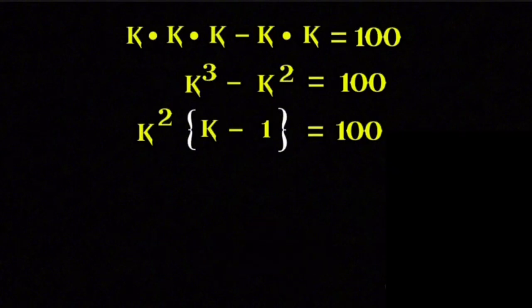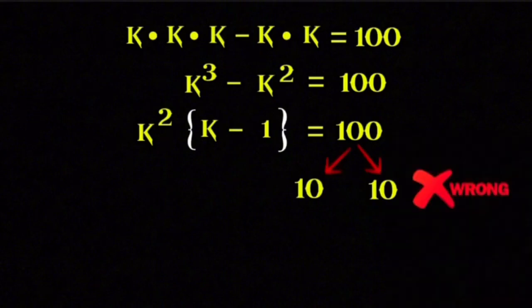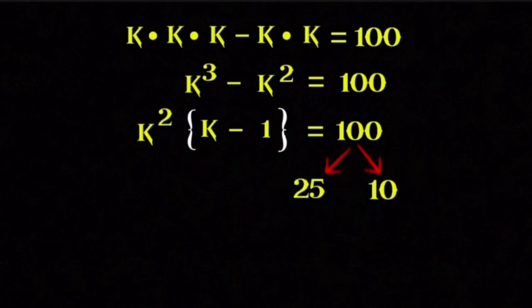We have work to do. We need to break down that number 100. Most people just see a number, but we see a puzzle. What are the factors of 100? We could have 10 times 10, but that doesn't fit our square times a smaller number pattern. What about 25 times 4?